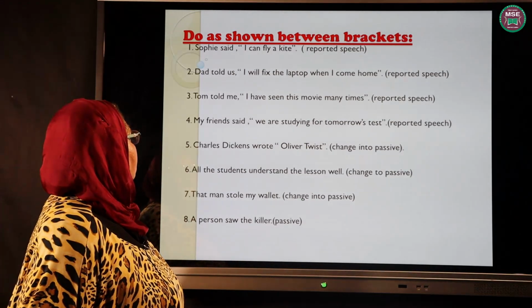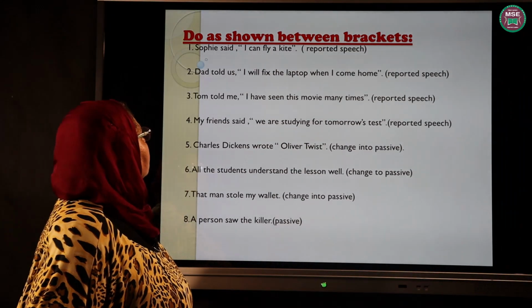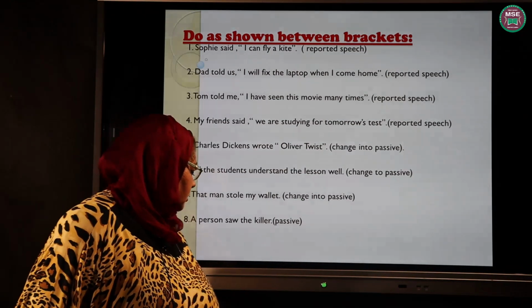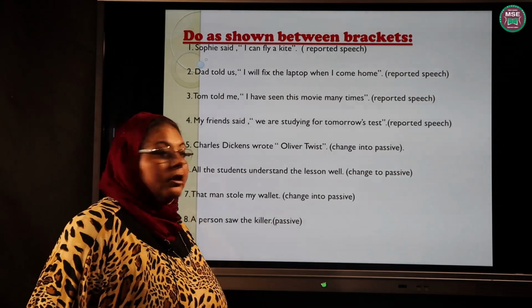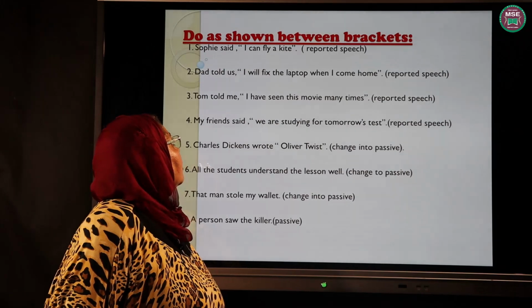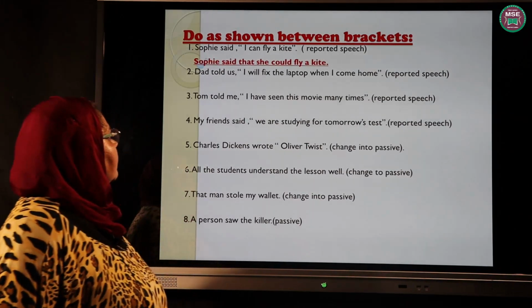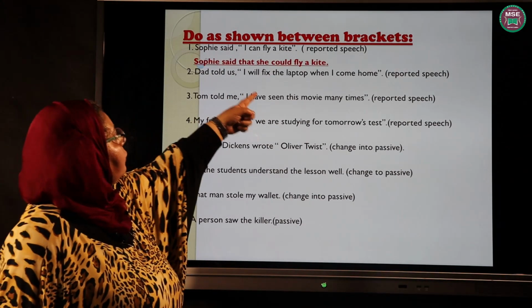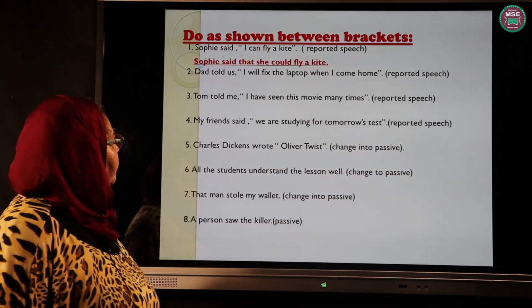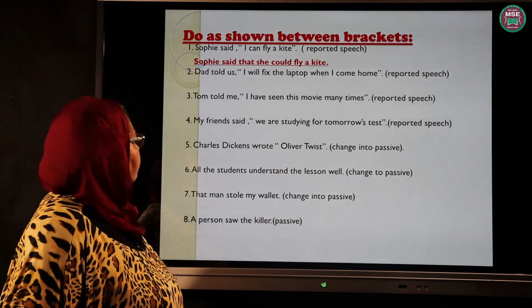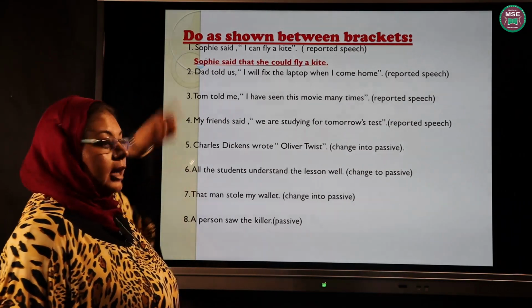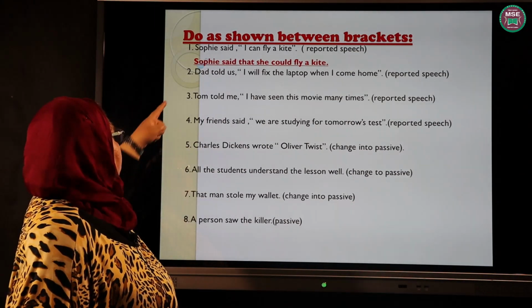Sophie said that she could fly a kite. Change "can" into "could," keep "fly" in the infinitive, a kite. Note the changes, okay? I'm going to leave you time to do this alone.